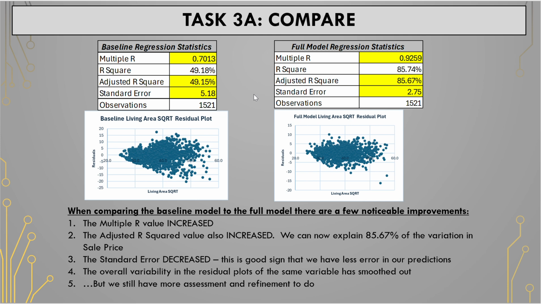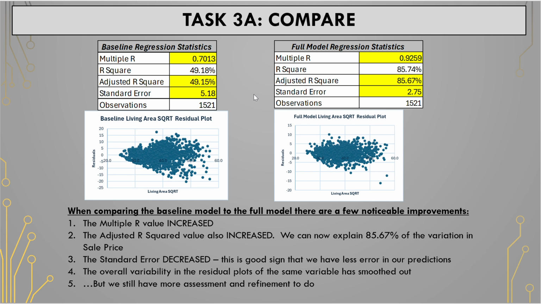The last value that we have highlighted is standard error. Now, while we want to see multiple R increase and we want to see adjusted R squared increase, we want to see standard error decrease. That means that we are overall decreasing the amount of error in our predicted values from what the actual values were. So we see multiple R increase, adjusted R squared increase, and standard error decrease.